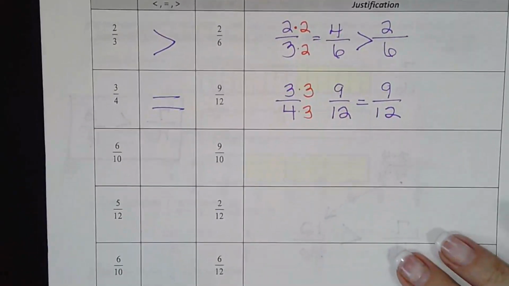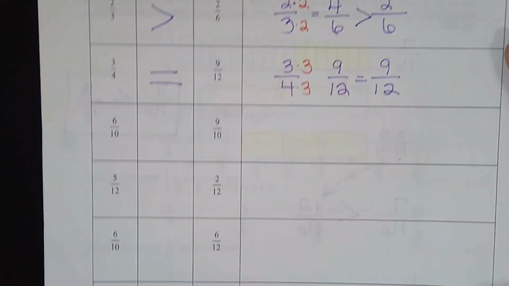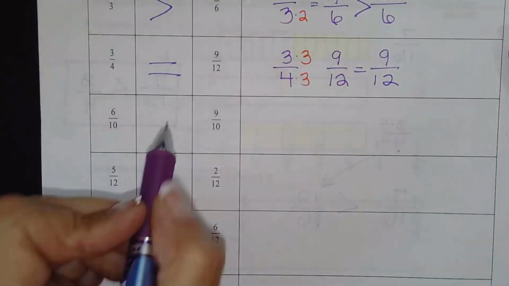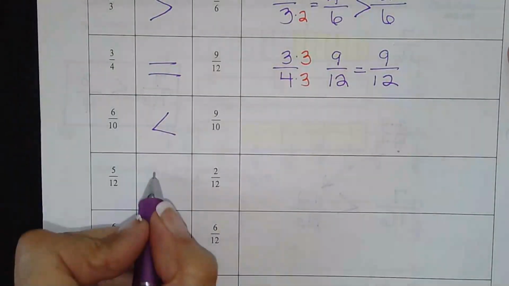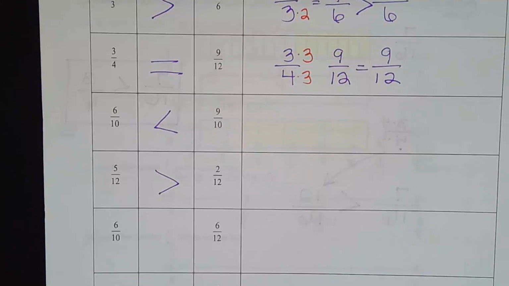Oh, love, love, love the next one. All my work is done for me. The next two, I guess, 9/10 is more than 6/10, and 5/12 is more than 2/12.